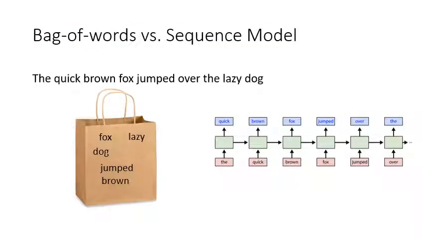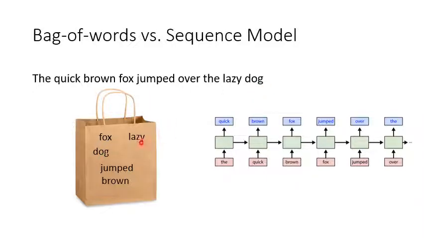Back to natural language processing. There are two types of NLP model. One is bag of words, and another one is sequence model. For example, look at this sentence. The quick brown fox jumped over the lazy dog.